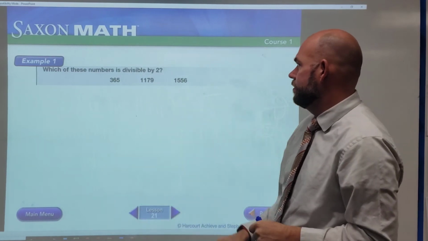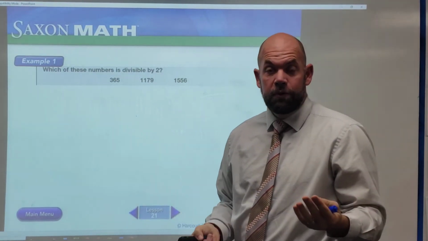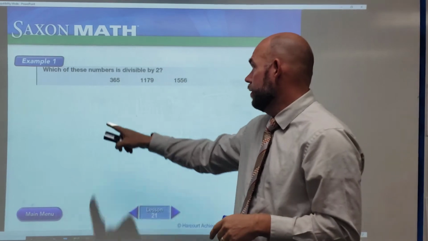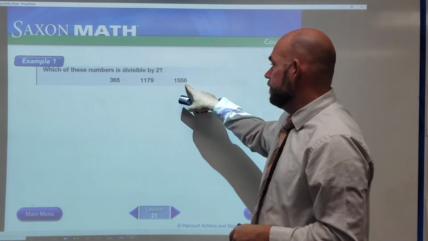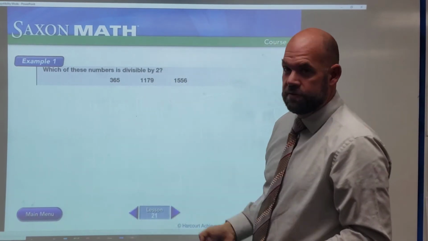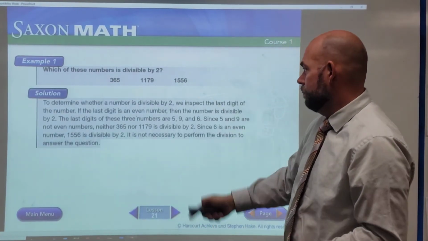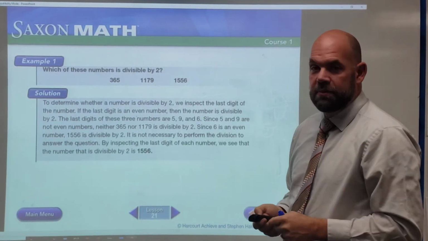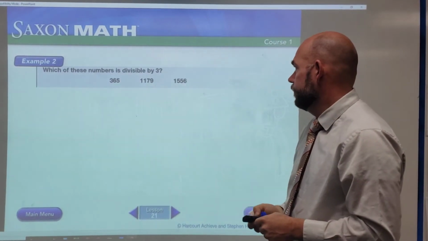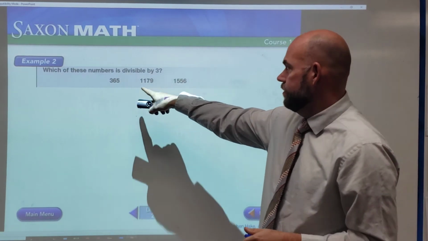All right, so let's try one of these. Which of these numbers is divisible by 2? Well, we know our rule for 2 is if it's an even number. So 365, odd. 1117, odd. 1556, even. So we know it's this one, 1556. We can go through all this, but we just know that it's that last one because that's divisible by 2.